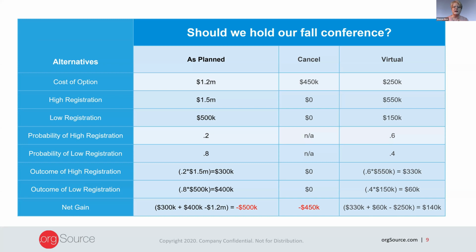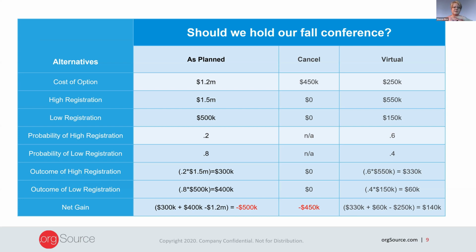Okay, so let's look at the first column. If we hold the conference as planned, in my example, I'm saying it costs $1.2 million for us to hold the conference. That's a known. I know what it costs me year over year to hold a conference. I've got a budget for the conference, and because this is essentially status quo, meaning I'm just going to proceed with my plans as budgeted, I can say with some confidence that if I proceeded as planned, it would cost me around $1.2 million. High registration for me, in my estimate, would be the same registration that I had last year, or what I budgeted for.